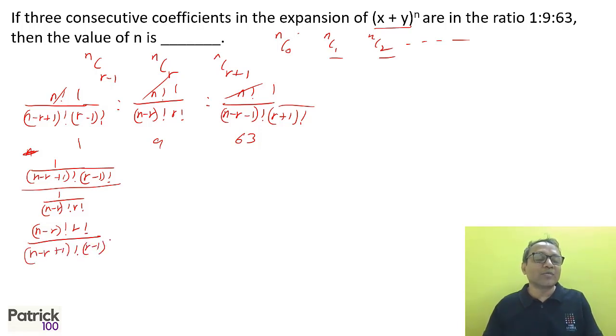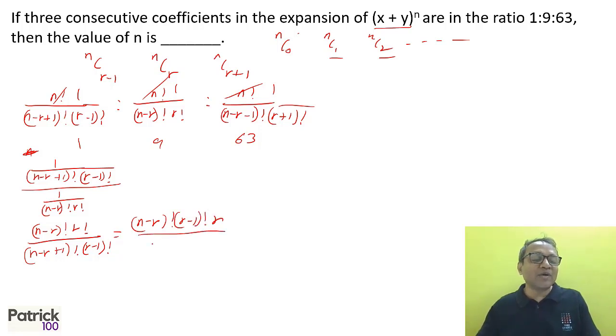Now what is r factorial? R factorial can be written as (r minus 1) factorial into r, and (n minus r plus 1) factorial can be written as (n minus r) factorial into (n minus r plus 1). So if you look, (r minus 1) factorial gets cancelled, (n minus r) factorial gets cancelled. So what's left is r upon (n minus r plus 1).